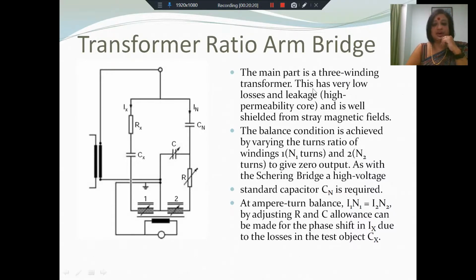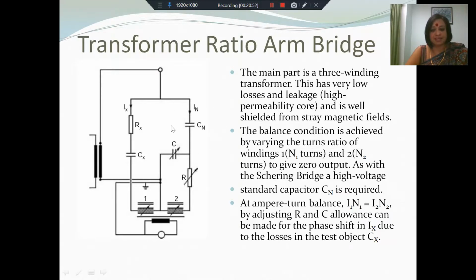Another variation of the Schering bridge is the transformer ratio arm bridge. In this case, we have a 3-winding transformer. This transformer has very low losses and leakages. It has a high permeability core, and it should be well insulated from stray magnetic fields. In this transformer ratio arm bridge, we try to obtain the balance condition. The balance condition is obtained by changing the turns ratio of these two windings, N1 and N2.